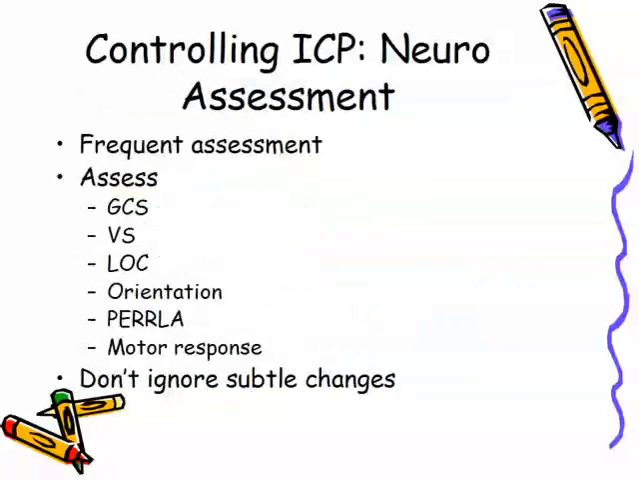Controlling the ICP with the neuro assessment, another important piece is to do very frequent assessments on the patients for those subtle neuro changes. So every 15 minutes you may be doing a neuro assessment on a patient back in a neuro ICU. Part of the assessment would also include noting the Glasgow Coma Scale, vital sign changes, changes in level of consciousness, orientation, pupil response, and motor response.